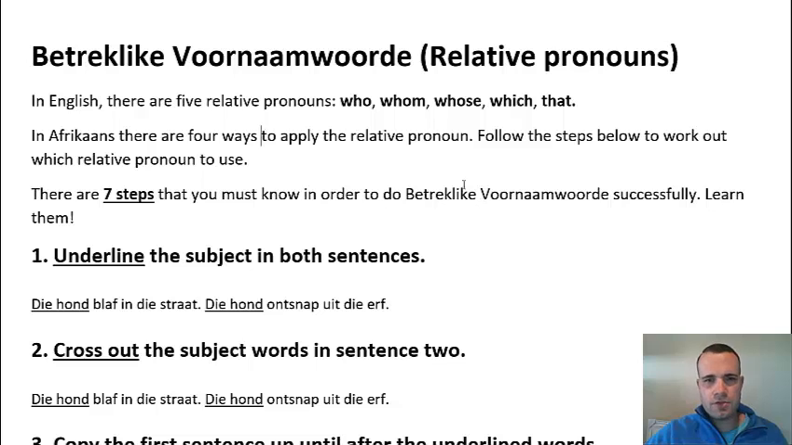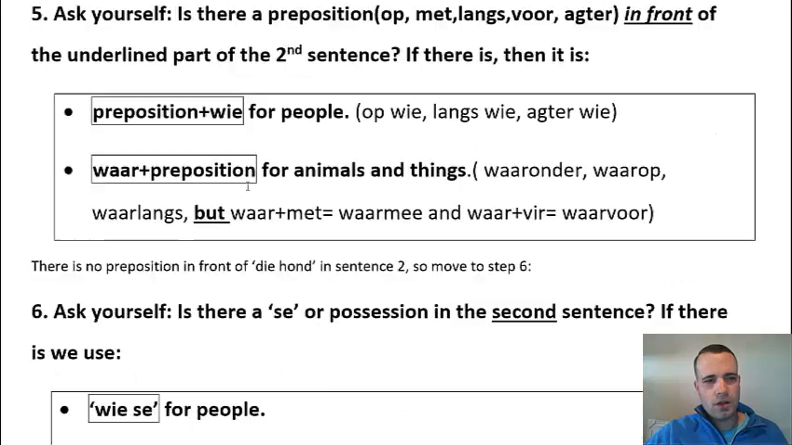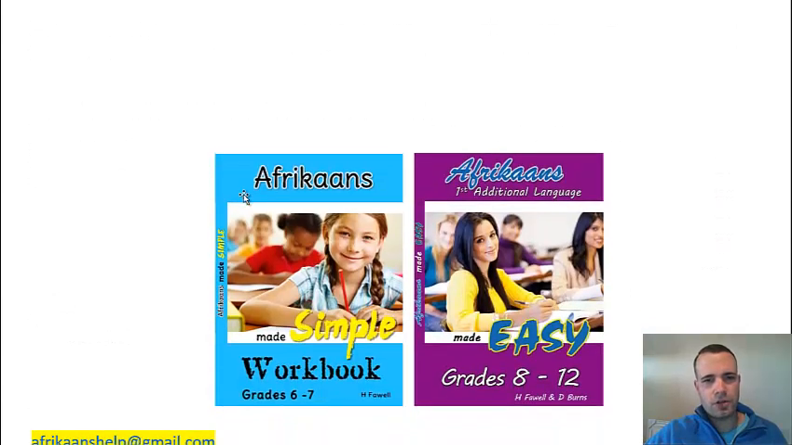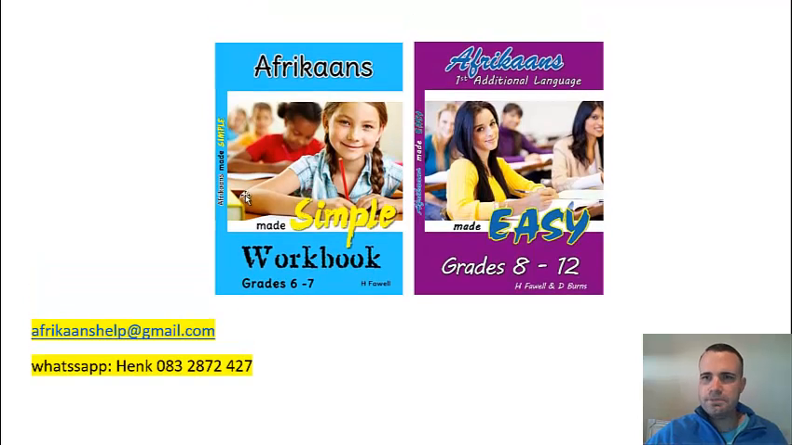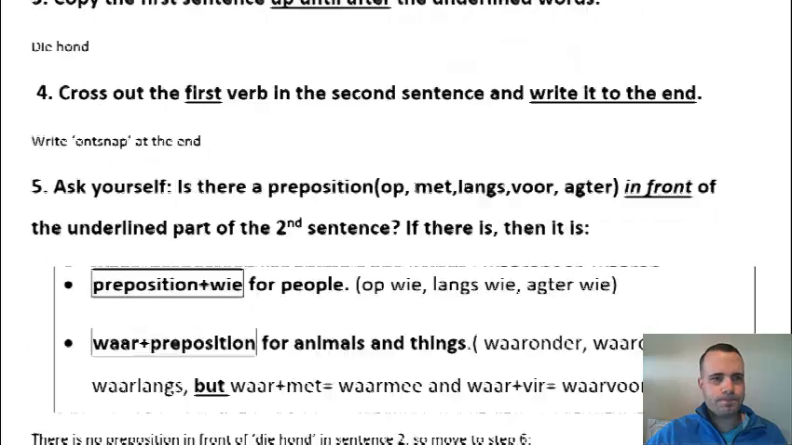In Afrikaans, we have 4 different ways of applying the relative pronoun, Betreklike Voornaamwoord. And what we've outlined here is 7 steps that you can follow that will always work for every single example. Of course, in the purple book, Afrikaans Made Easy, you can find those steps plus plenty of exercises and also how they would actually ask this in exams and tests. But let's run through the 7 steps quickly.